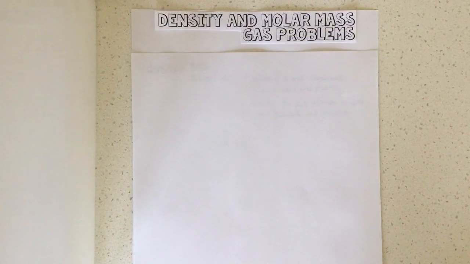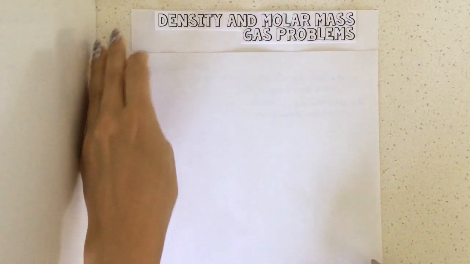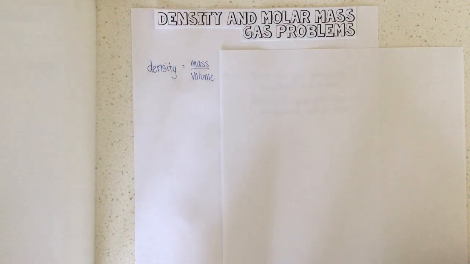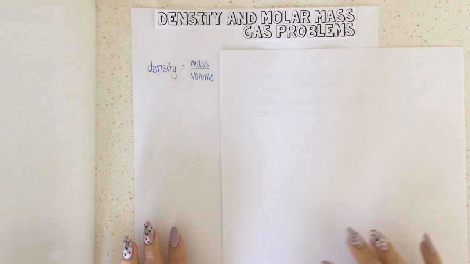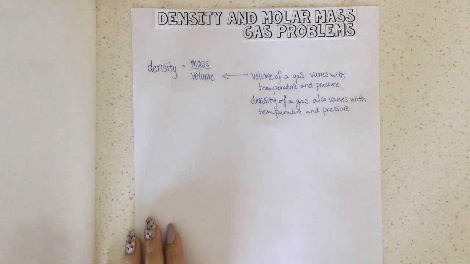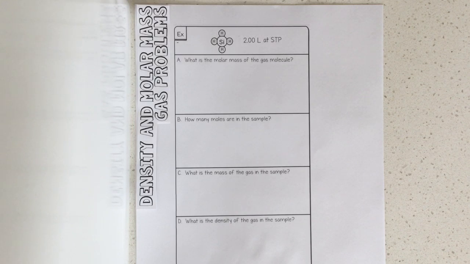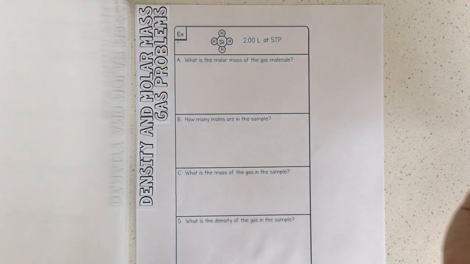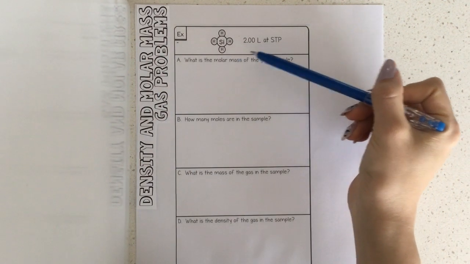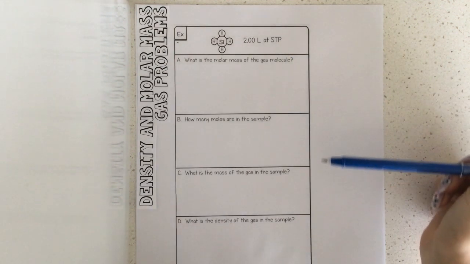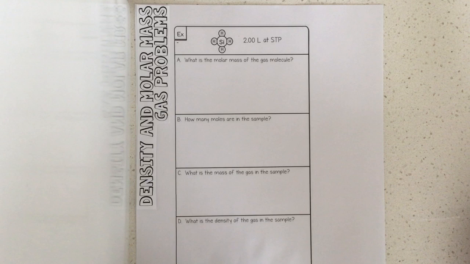The density of a substance is its mass divided by its volume. Because the volume of a gas varies with temperature and pressure, the density of a gas also varies with temperature and pressure. We're going to use the ideal gas law a little bit differently to figure out the density of silane, 2 liters of it, at standard temperature and pressure. So we'll go through a few steps using what we know about molar mass, moles, and the ideal gas law.